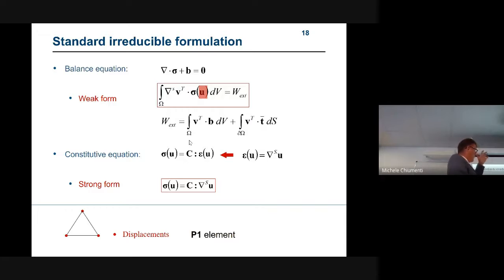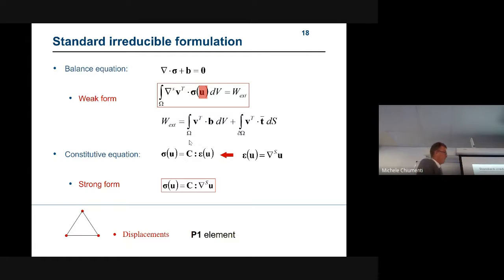Okay? Everything is fine. If you have a formulation based on displacement, typically you compute the stresses through the displacement. So the main variable is displacement. From the displacement field, you get the strains, you multiply by the constitutive tensor, and you get the stresses. So the stresses are a function of displacement. This is the classical one.